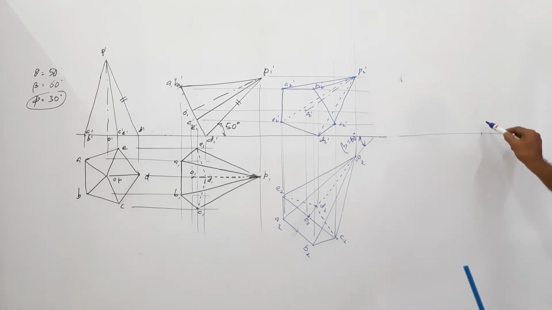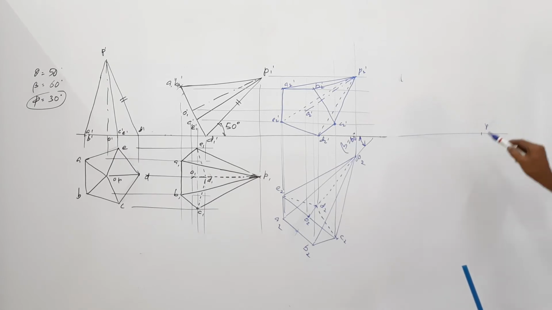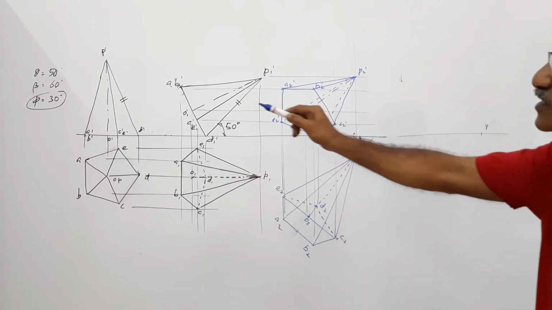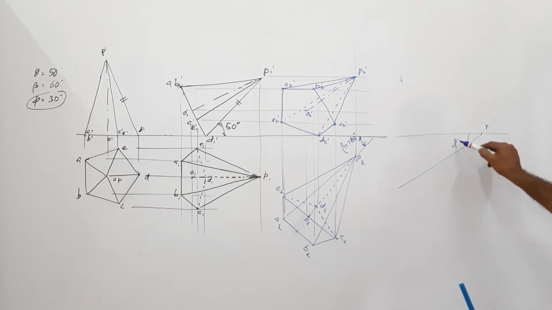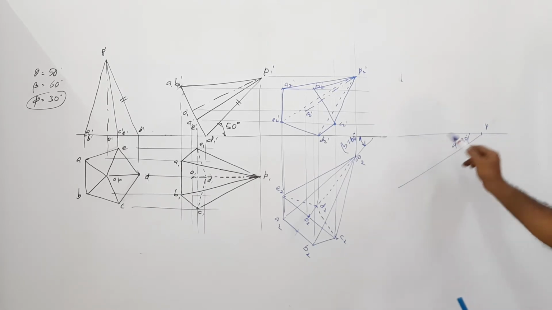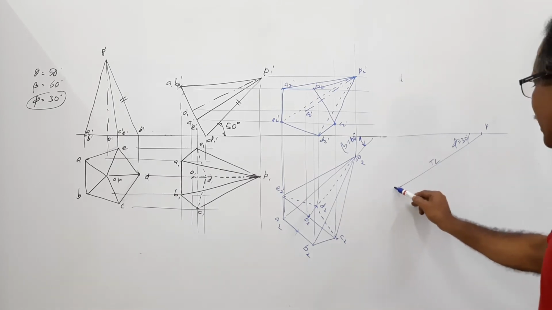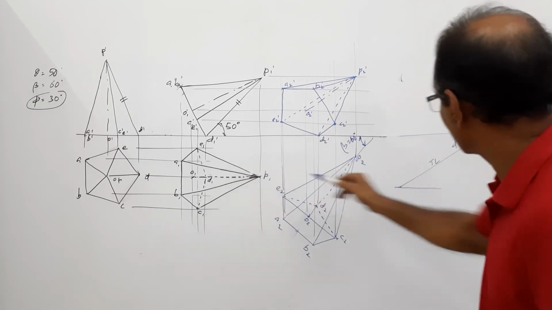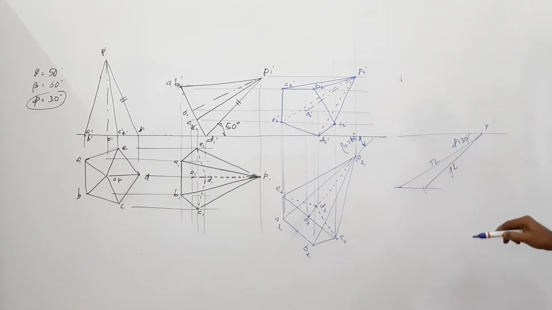Take any point O, or say P. Take phi of axis 30 degrees. Draw a line. Phi equals 30. Take the true length of axis, TL. Get a point here. Draw a locus. Take the plan length of axis from this. Cut an arc. What is this distance?